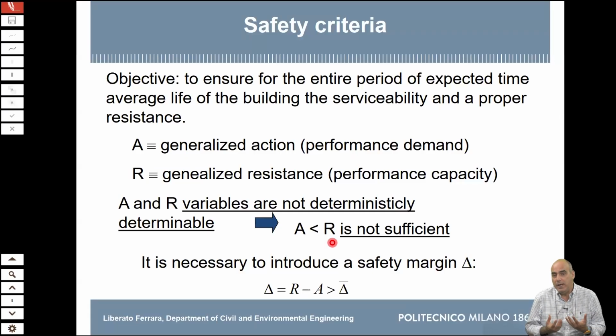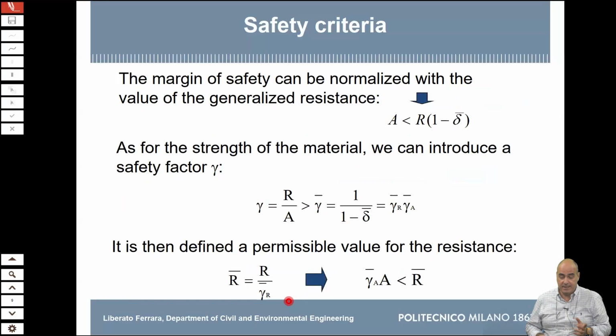And how do we protect ourselves from uncertainties? We use a safety margin. We simply say, okay, I do not want simply that the capacity is larger than the demand. I want that the capacity exceeds the demand by a certain quantity. And this quantity is not fixed.